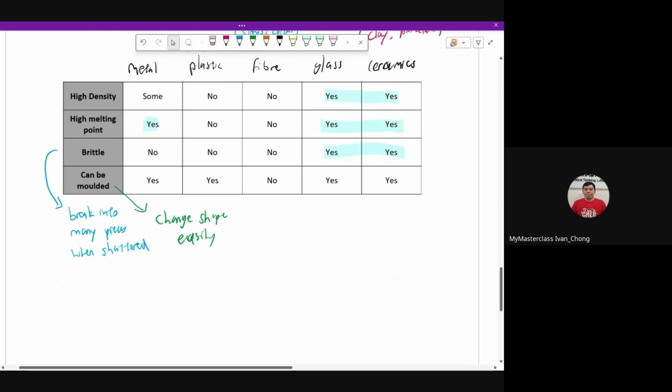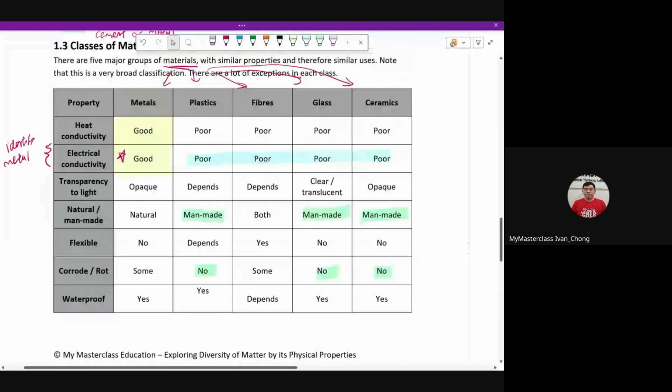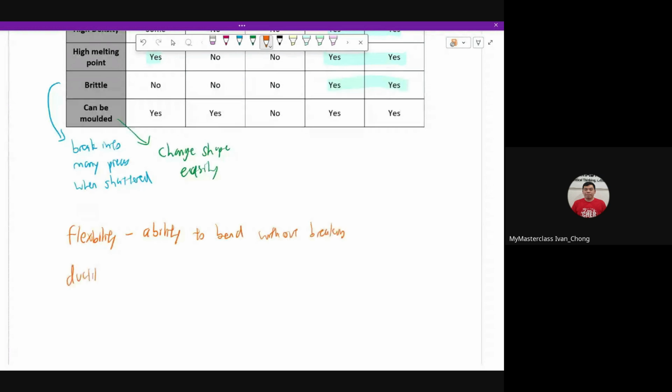Okay, so you can see all the different details over here. So all your different properties are basically listed all over here. So if you need to, feel free to come back to this. Now, I just want you to note this is not the entire list of properties. There's also your flexibility, the ability to bend without breaking. Then you also have your ductility, the ability to be drawn into a wire.